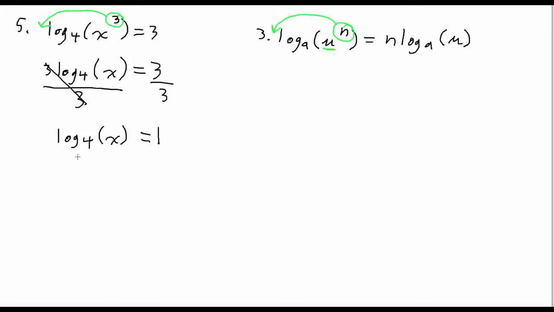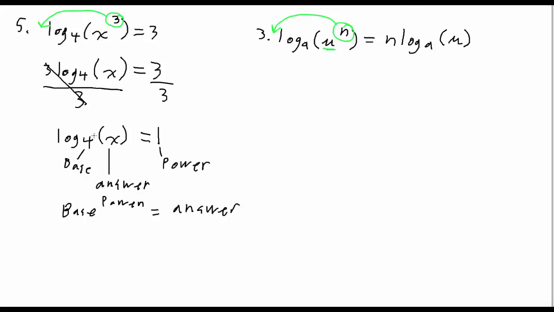And now we can use the BAP method. This is the base. This is the answer. And this is the power. So now you know that if you raise the base to the power, you get the answer. So in our case, 4 is the base, x is the answer, and 1 is the power.